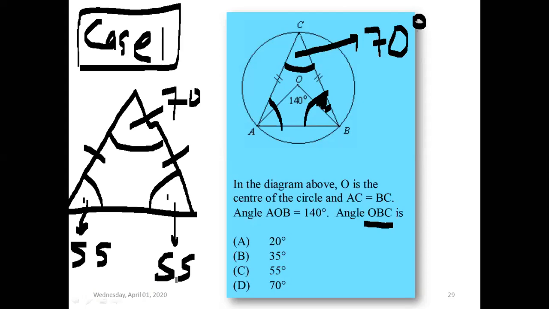What's 55 plus 55? Sir, 110. And 110 plus 70 will give you the what? 180. Right, because all internal angles in a triangle must add up to 180. So it would mean that this angle here is 55. All right? So my next question now, how can we work with a little piece here?